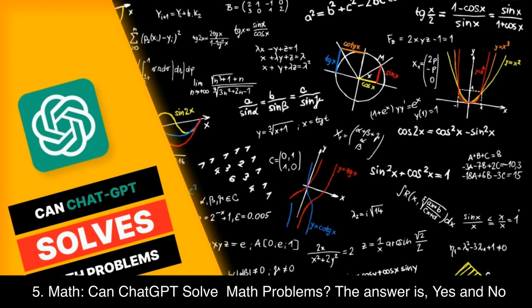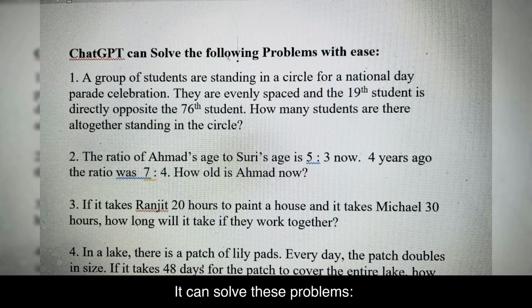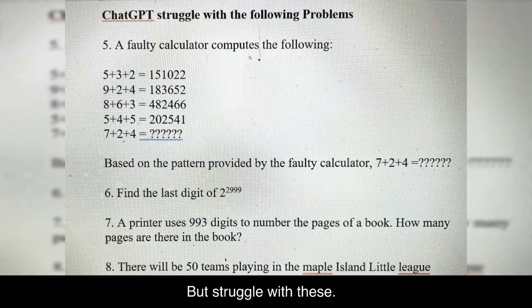5. Math. Can ChatGPT solve math problems? The answer is yes and no. It can solve these problems, but struggle with these.